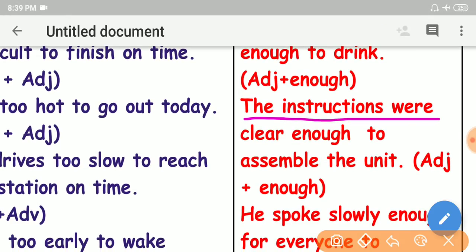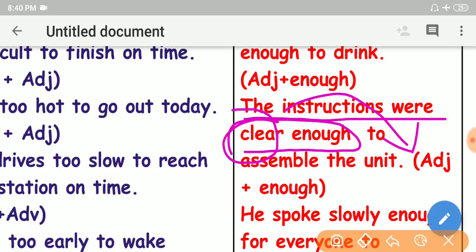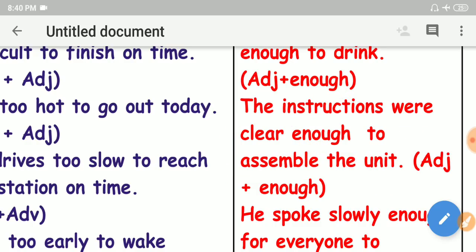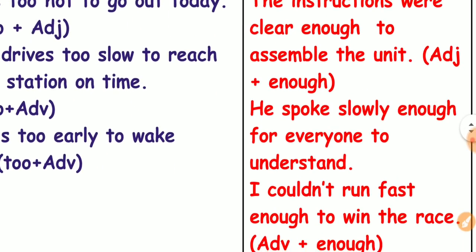The instructions were clear enough to assemble the unit. So "clear" is also an adjective. The condition here also is a positive condition, because to assemble the unit, the instructions were clear. So like that it gives a positive meaning. It is used after the adjective. So these are the things we need to keep in our mind, my dear friends.